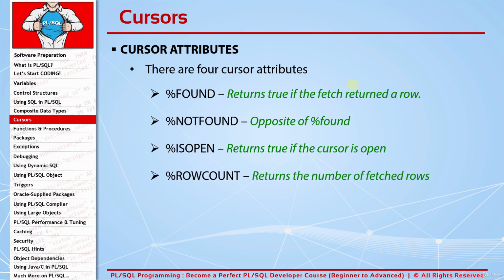The last attribute is the %rowcount attribute. %rowcount returns the number of rows that have been fetched up to now, not the whole number of rows of the query result. Be aware of that. The number of rows that have been fetched up to now. Now, let's make an example including all these and see how to use them.